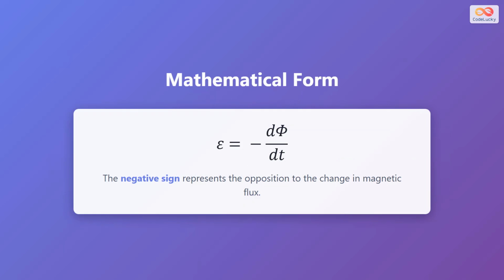Mathematically, Lenz's law is expressed through Faraday's law of electromagnetic induction. The induced electromotive force equals negative dΦ/dt, where Φ is the magnetic flux and t is time. The crucial part here is the negative sign. This negative sign is the mathematical representation of Lenz's law, showing that the induced effect opposes the change causing it.